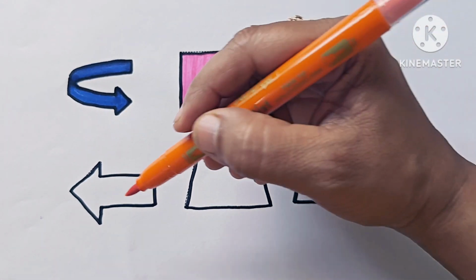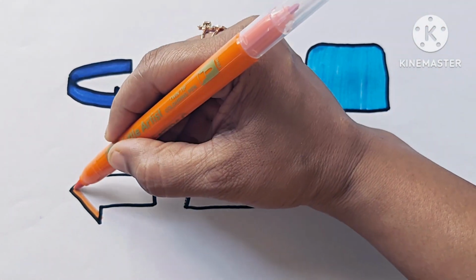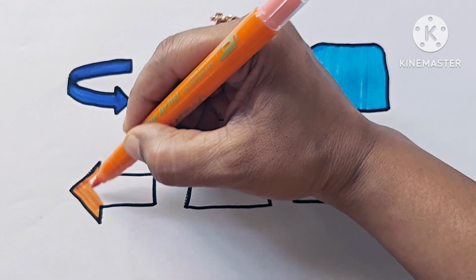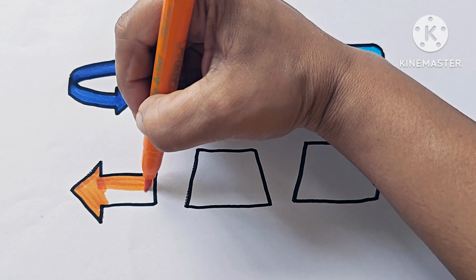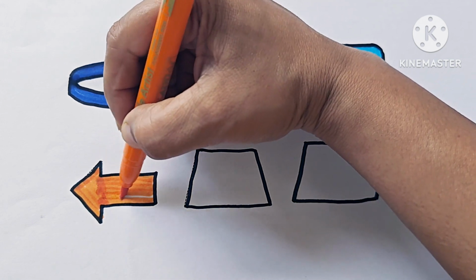This is orange color. This is left arrow. This is a symbol.